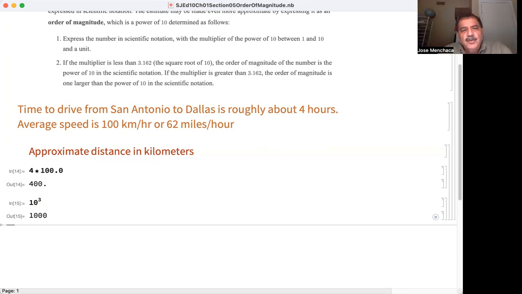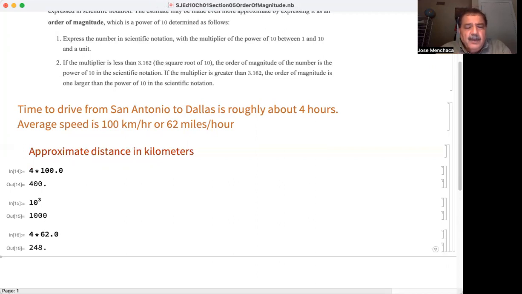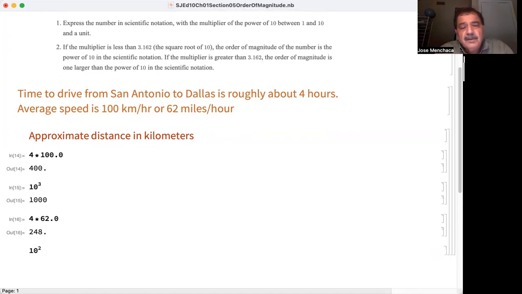That is the answer. Now let's do it in miles per hour. So if we do 4 hours times 62 miles per hour, we come up with 248. That would be 2.48 times 10 to the 2. Well, that's less than the 3.162. So an order of magnitude expressed for miles per hour would be 10 to the 2. So we've got two different orders of magnitude, depending on whether you're looking at kilometers or miles for the distance.